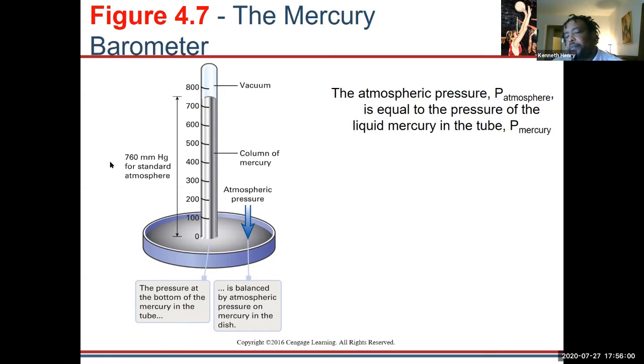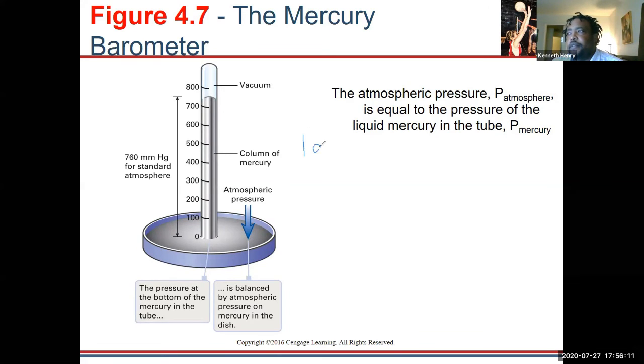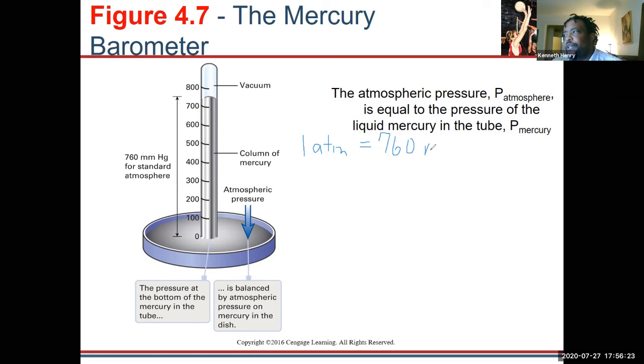Okay, so 1 atmosphere, and you want to write this down. Atmosphere is basically atmospheric pressure. 1 ATM is equal to 760 millimeters of mercury. So that's how far it would rise. 1 normal atmospheric pressure at sea level is going to rise about that much. Okay? So 1 ATM is equal to 760 millimeters of mercury.